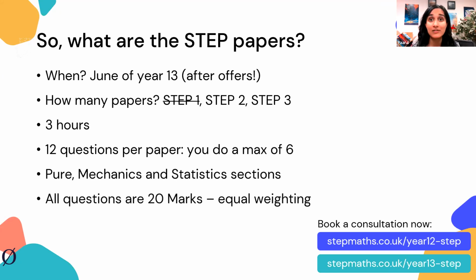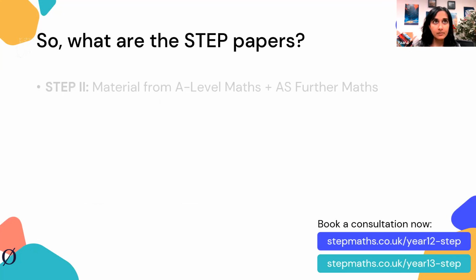Every question is worth 20 marks, and all questions are weighted equally. And they're graded S, 1, 2, 3, and U. S is the highest grade, which is like a distinction, and U is ungraded, the lowest grade.